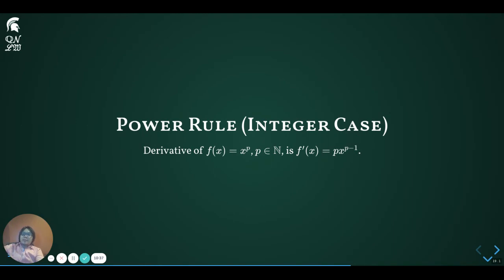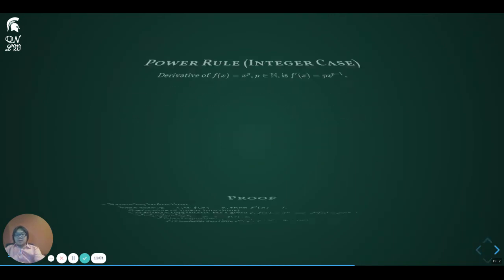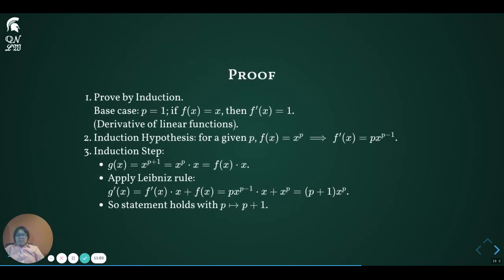Our final result for this lecture is the power rule, where the power is a positive integer. It says that the derivative of the polynomial f of x equals x to the power p, where p is a natural number, is given by f prime of x equals p times x raised to the power p minus 1. The power rule can be derived from the product rule by induction, as shown in this proof.